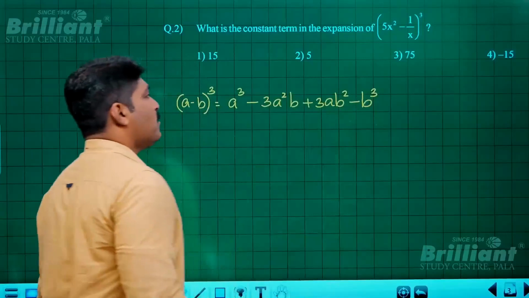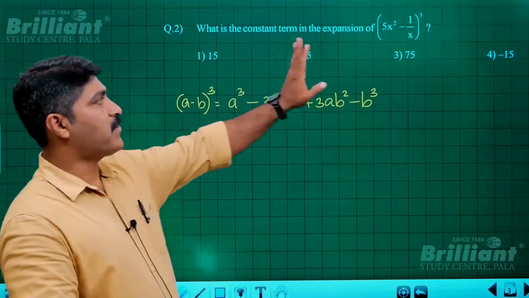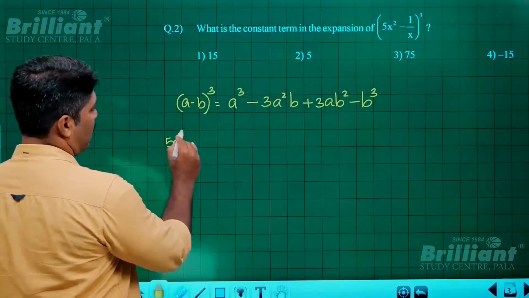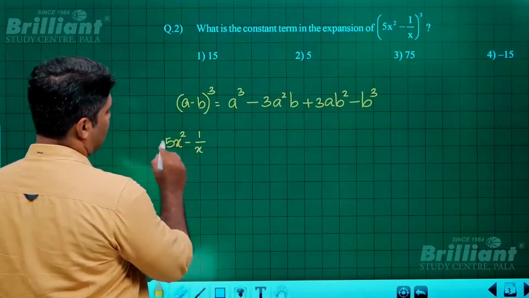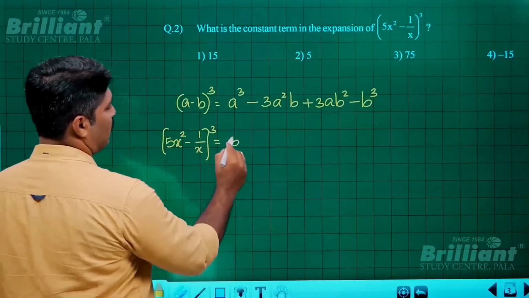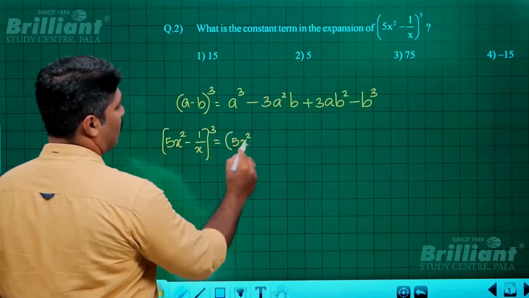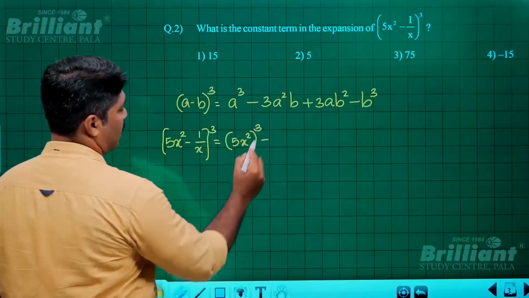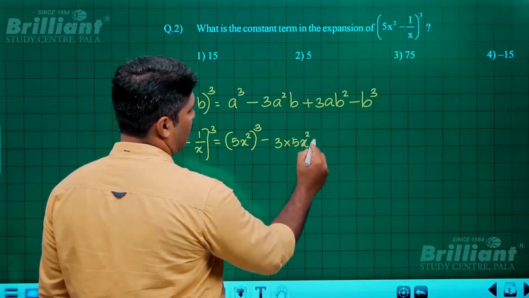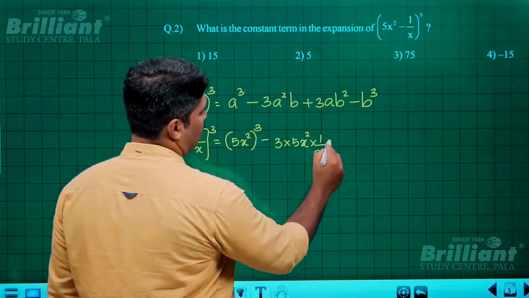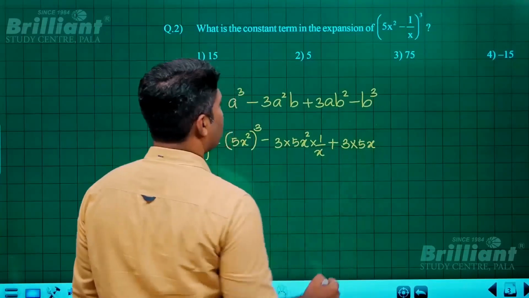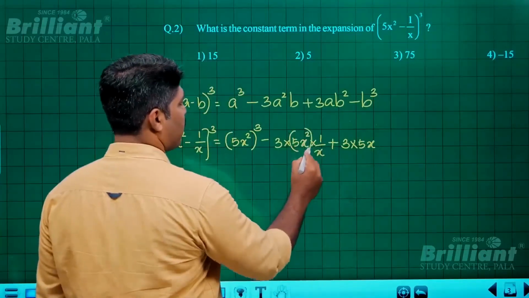Got it? So instead of a and b, you just consider 5x square and 1 by x. What will happen if we consider 5x square minus 1 by x, the whole cube? As per this expansion, this is 5x square the whole cube, minus 3 into 5x square the whole square into 1 by x, plus 3 into 5x square into 1 by x the whole square, minus 1 by x the whole cube.